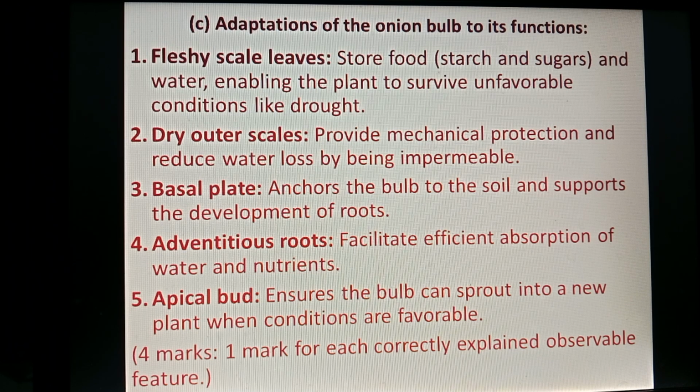Basal plate anchors the bulb to the soil and supports the development of roots. Adventitious roots facilitate efficient absorption of water and nutrients, and apical bud ensures the bulb can sprout into a new plant when conditions are favorable. 4 marks, 1 mark for each correctly explained observable feature. This is my own way of looking at the adaptations, but the council ones are in black.